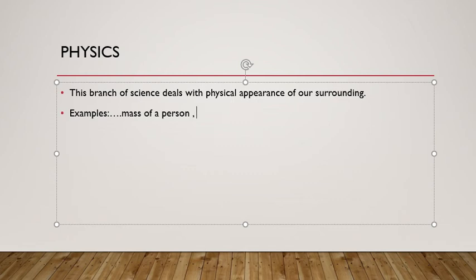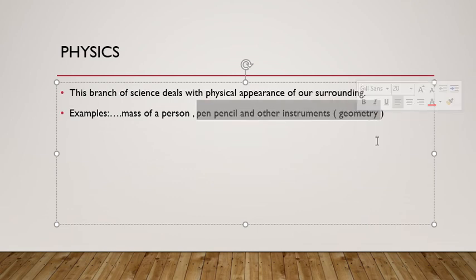Okay, and then others, like I have a pen, pencil, and other instruments, and I will include them in the section of geometry. It means these things like pen, pencil, other instruments fall under the category of simple machines. It means they have a certain shape. They are instruments, so they have a certain shape. So they fall under physics. Their shape falls under physics.